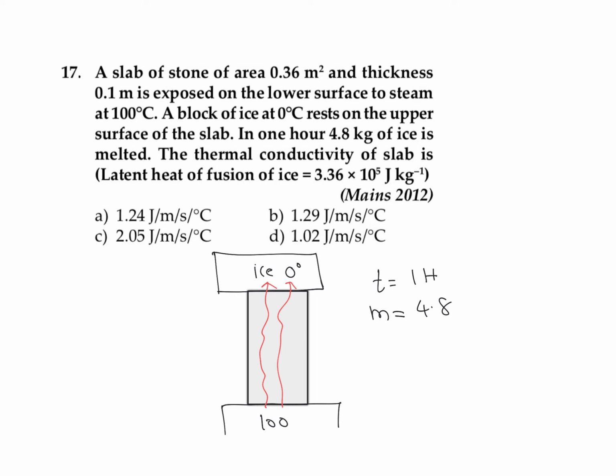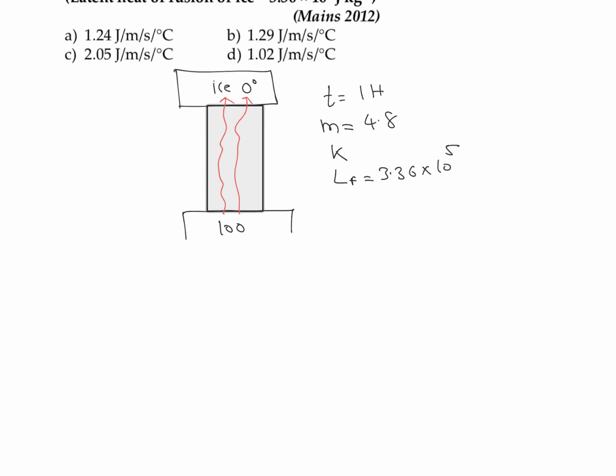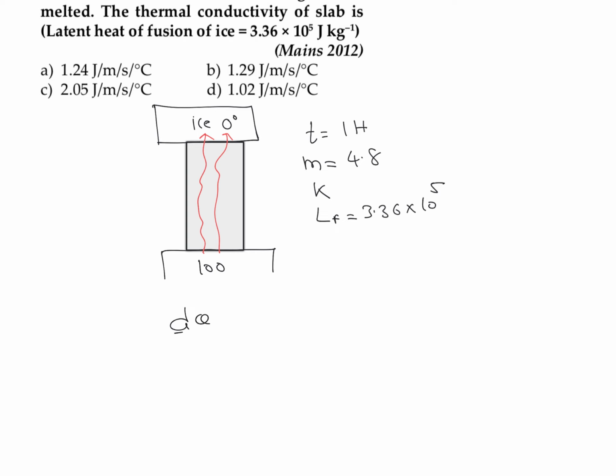The thermal conductivity of the slab is to be found out, that is, the value of K. The latent heat of fusion of ice is given as 3.36 into 10 raised to 5 joules per kilogram. So we can write the rate of flow of heat energy dQ divided by dt is equal to KA delta T divided by L, which for a long time we can take as Q divided by T, and this Q is utilized for melting ice, so Q we can take as M into latent heat of fusion, divided by time T.